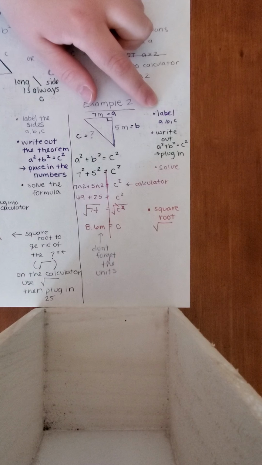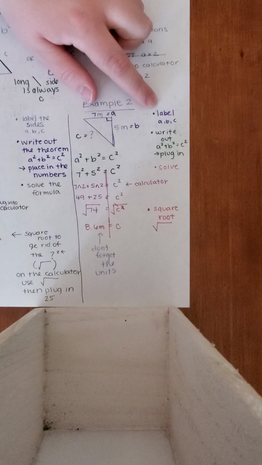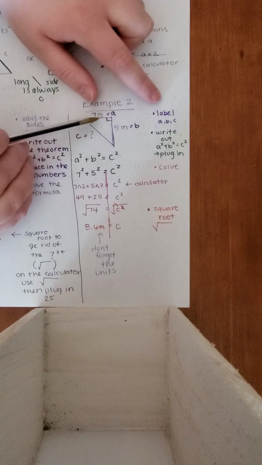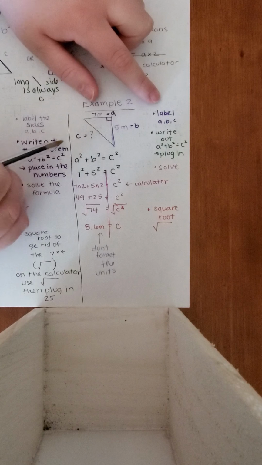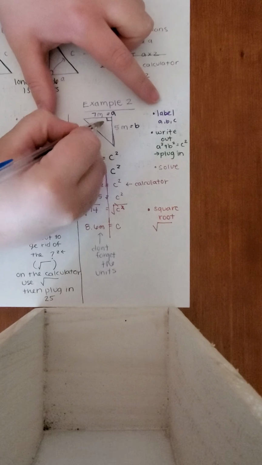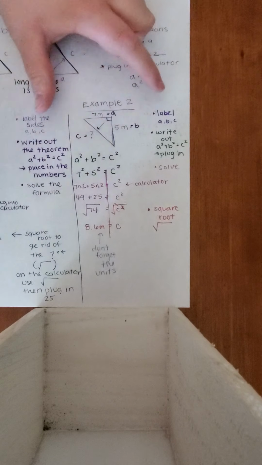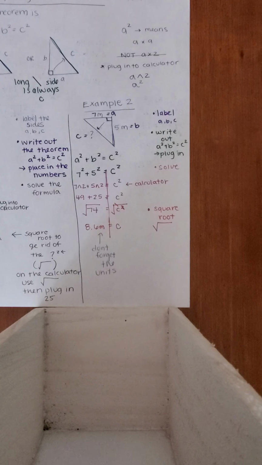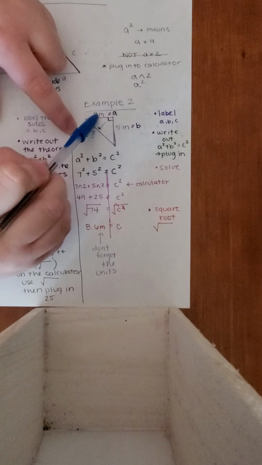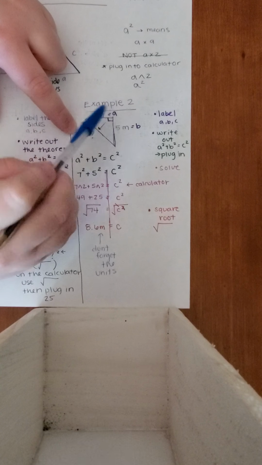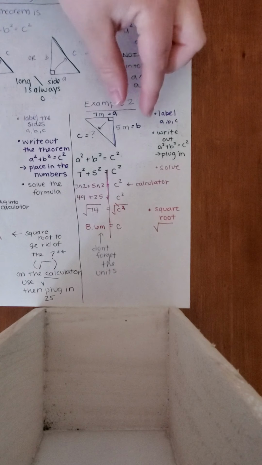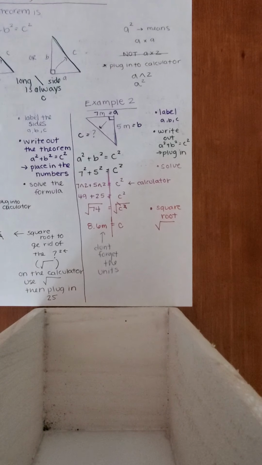First things first, we need to label A, B, and C. It's always what I do first. So I'm going to label A, B, and C. All right, remember the number across from the box is your C. This can be A, this can be B, this can be B, that can be A. It does not matter these two as long as C is across, okay?